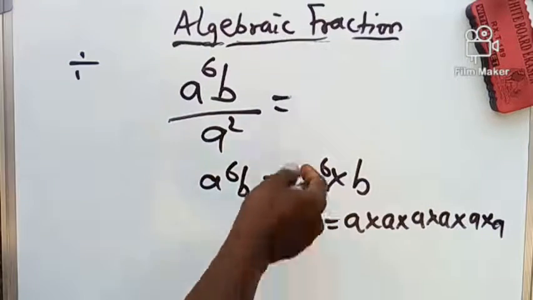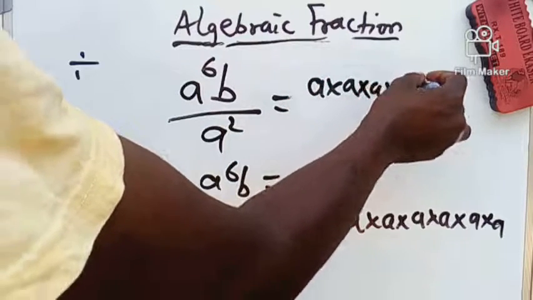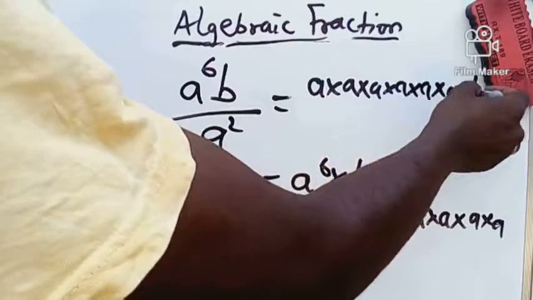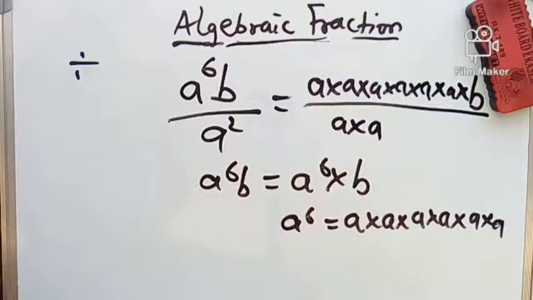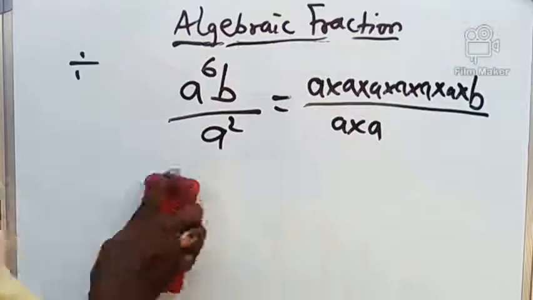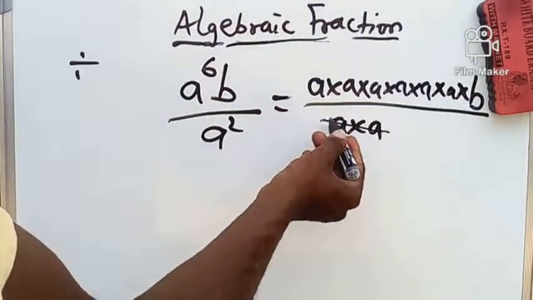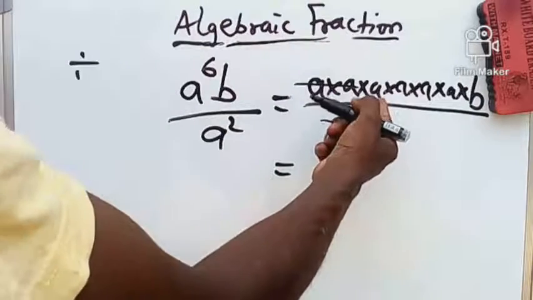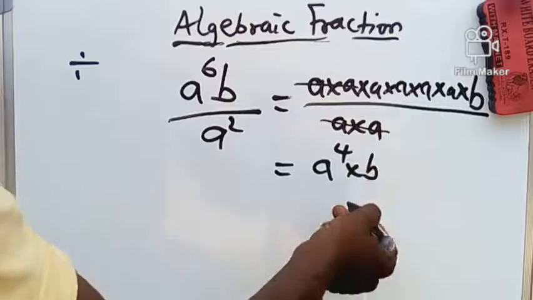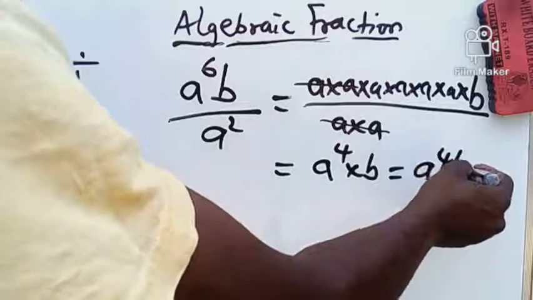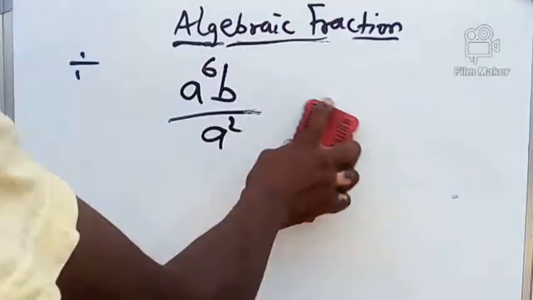So if we implement that strategy here, we can see that a to the 6th power multiplied by b means a multiplied 6 times multiplied by b, and everything will be divided by a squared, which means a multiplied 2 times. Now, the essence of expanding this is to see the terms to cancel and to divide. So we can see that 2 a's here can take care of 2 a's here. So how many a do we have left? We have 1, 2, 3, 4. So a to the power of 4 multiplied by what? B. And that's all that we have, which is a to the power of 4b. And that is the answer.